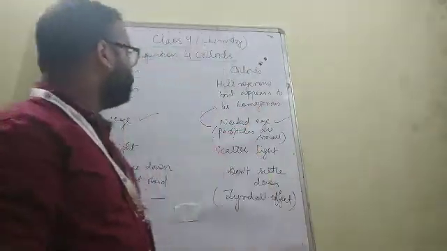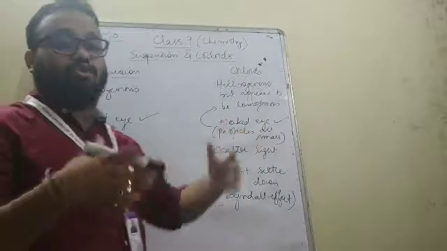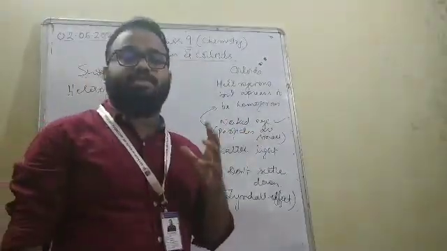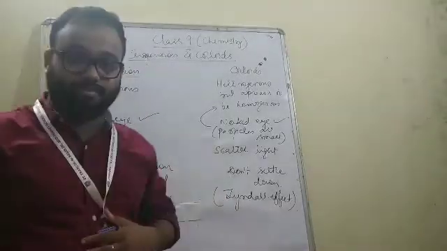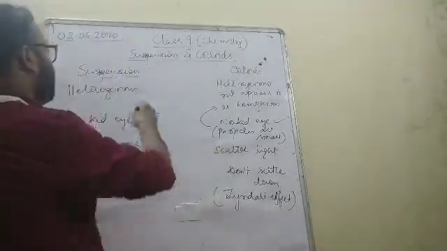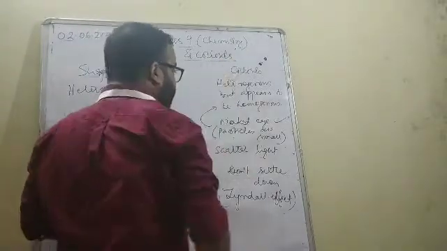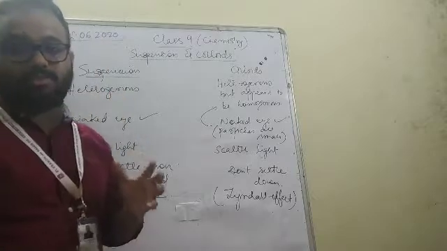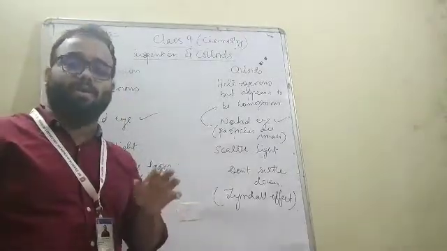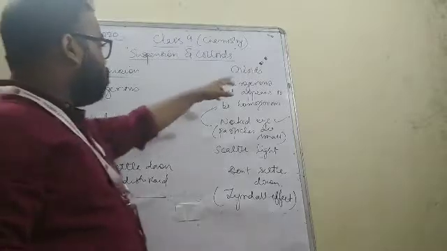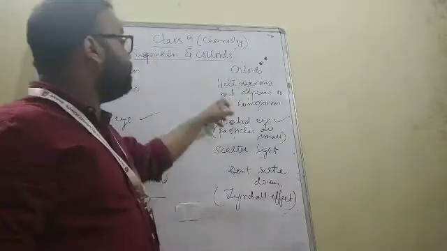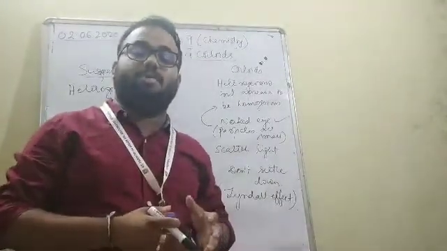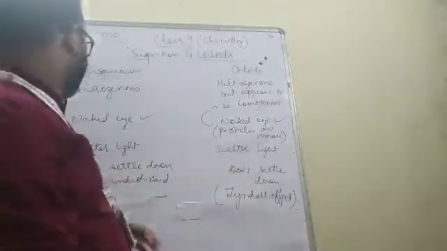Good morning everyone. So today we start the next topic, which is suspension and colloid. What is suspension and what is colloid? To make you understand, suspension is actually heterogeneous. Heterogeneous means where the particles do not properly mix. And colloids are actually heterogeneous, but they appear to be homogeneous. They appear to be homogeneous, but it is a heterogeneous mixture.